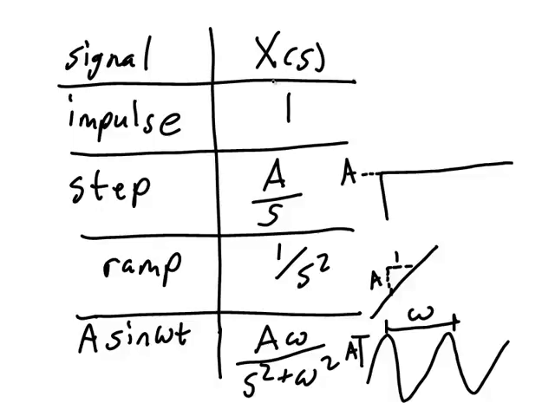The x of s for an impulse is just the number 1. The x of s for a step is a, the value of the step, which is often the value 1, divided by s. A ramp then, this should be an a here, is a divided by s squared. And a sinusoid input has this term for its Laplace transform. Let's take a look at how we can use this information to find the output for any given input. Let's start with the impulse.